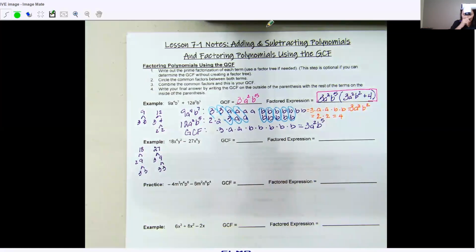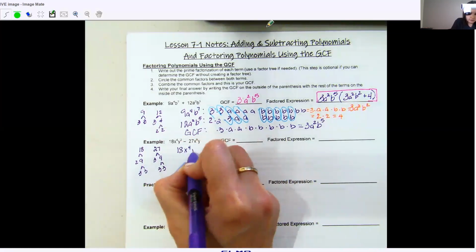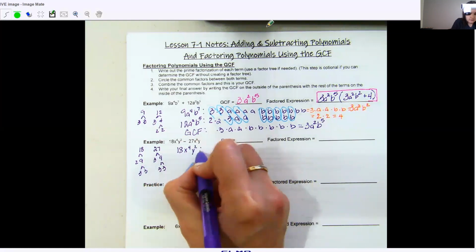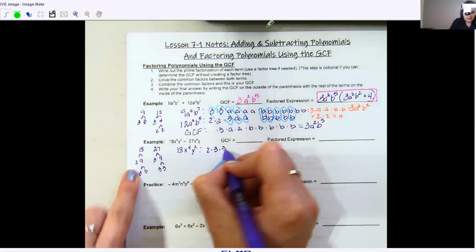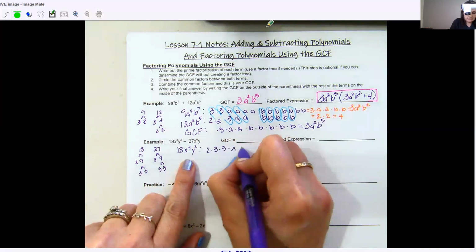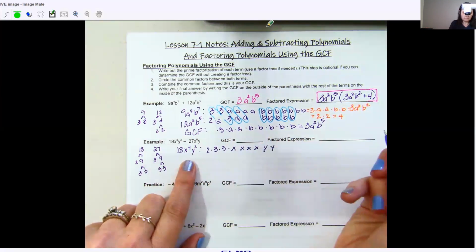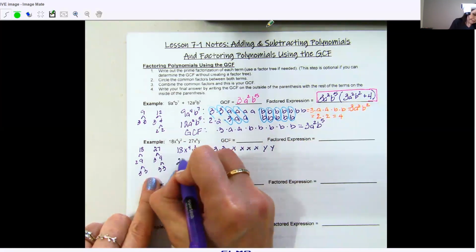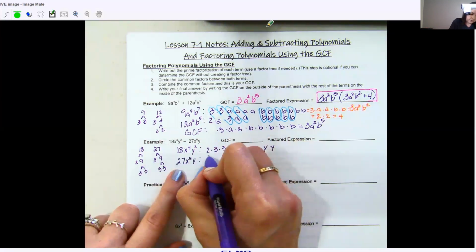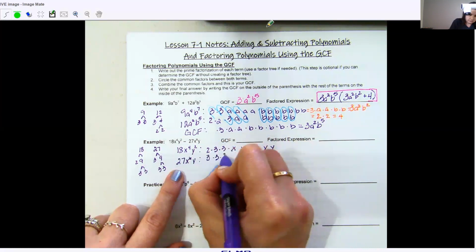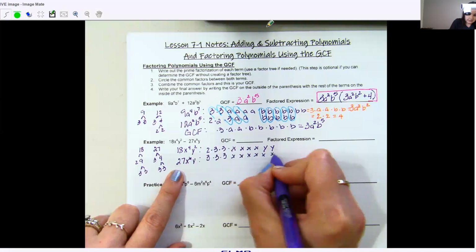Okay, and now I'm going to write the prime factorization of both of these terms. So for 18, I have 2 times 3 times 3, and then I have 4 x's, and I have 2 y's. Okay, for 27, x to the 6th y, I have 3 3's, 6 x's, and 1 y.